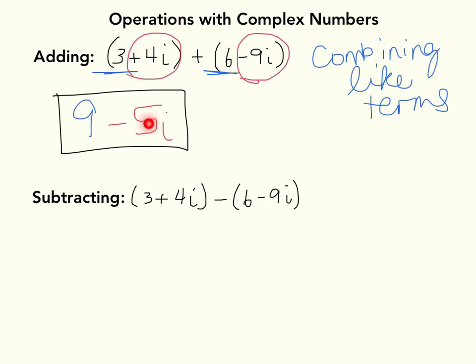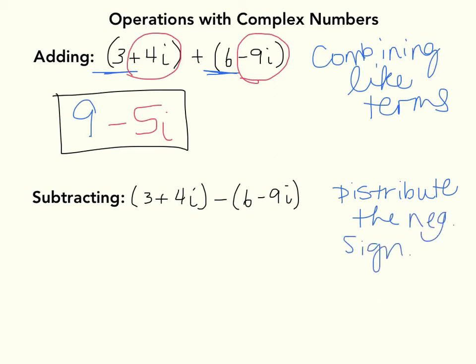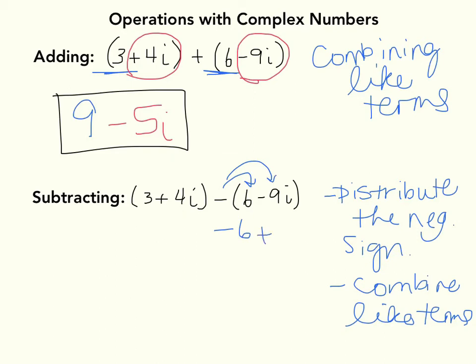So with subtracting, when we're subtracting a complex number and another complex number, you're actually going to distribute that negative sign, and then you can combine your like terms. So distribute the negative sign and then combine like terms just like you did when you were adding them. So this becomes negative 6 plus 9i.